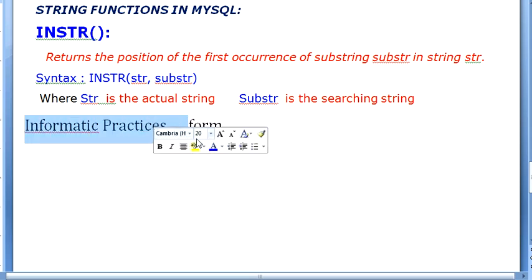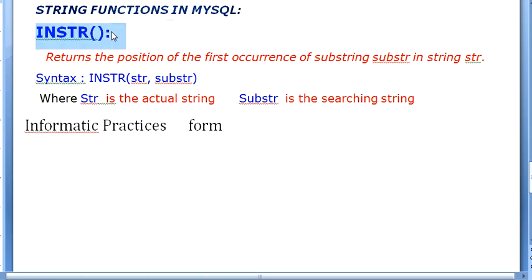So the function we have to use for this operation is nothing but our INSTR function. It takes two arguments. The syntax goes like this. The first argument is nothing but our actual string, str. In our case it is Informatic Practices. And the second argument is called the substring, which is nothing but our searching string. What you want to search in your actual string is passed as the second argument.